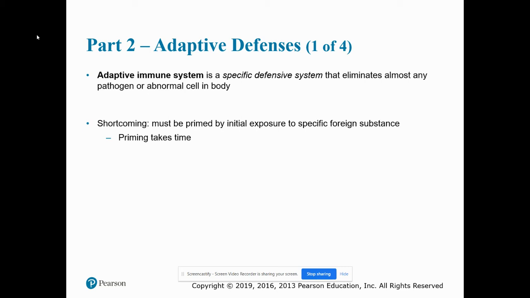So let's get going. The adaptive immune system is a specific defensive system, which means that a particular cell is going to be going after a particular pathogen. Now, there is a shortcoming, and that is the fact that it has to be primed by an initial exposure to some sort of a foreign substance. This priming takes time.